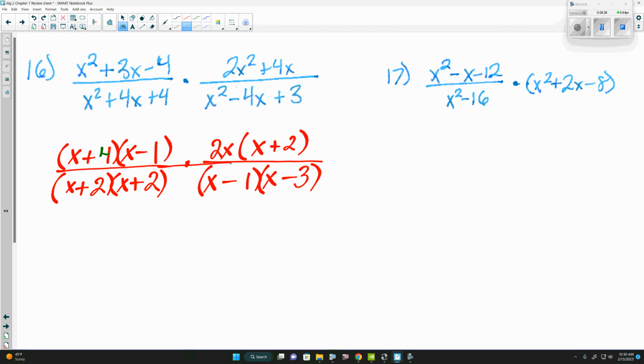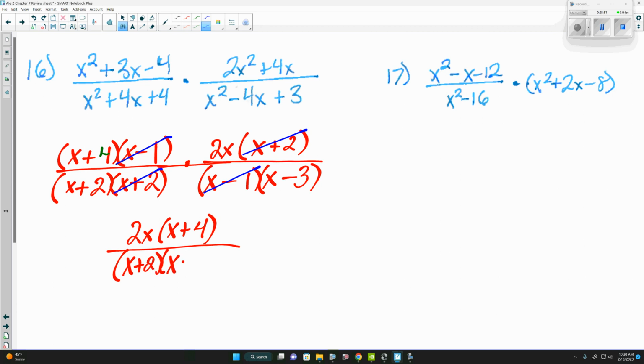And we multiply them together. Now we do have a few things in common on top and bottom. We have an x plus 2 on top and bottom. We also have x minus 1, which leaves us with what? 2x times x plus 4 over x plus 2 times x minus 3. And that's it.